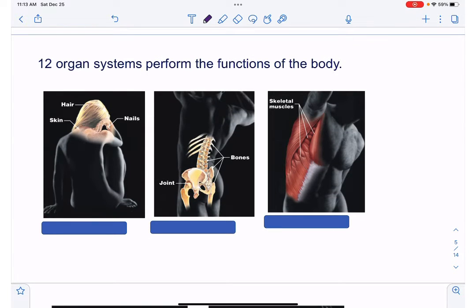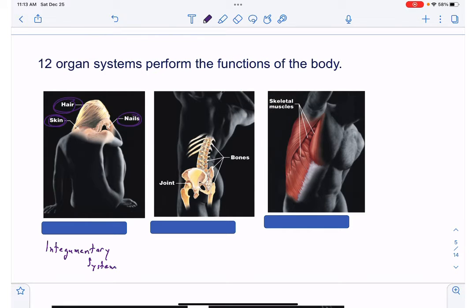So what are these organ systems that come together and make up the human body? So let's go through these. The first one consists of the skin, the hair, and the nails. So the organs we find within this organ system include the skin, the hair, and the nails. And there's also sweat glands. There's also sebaceous or oil glands that are part of this system. This is the integumentary system.